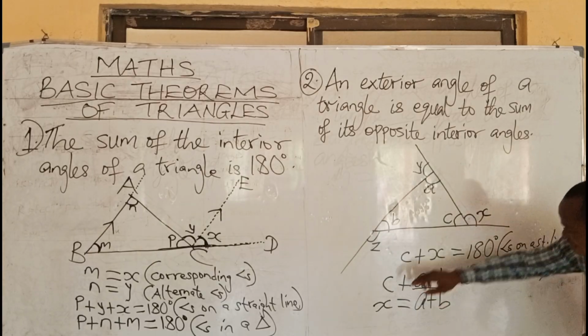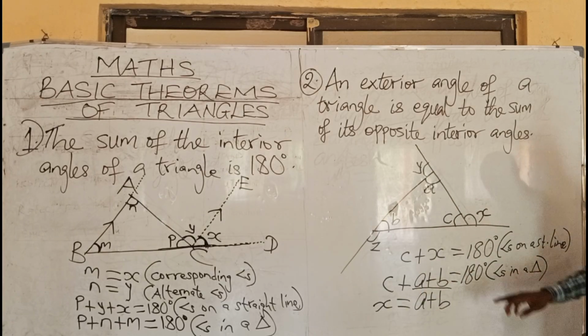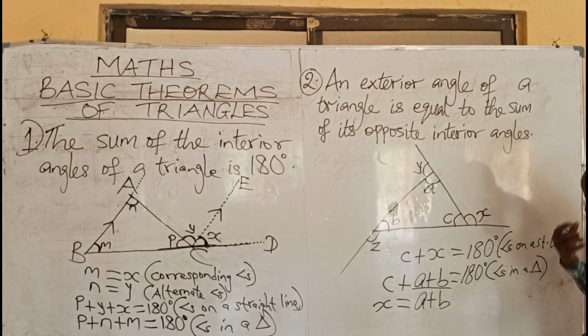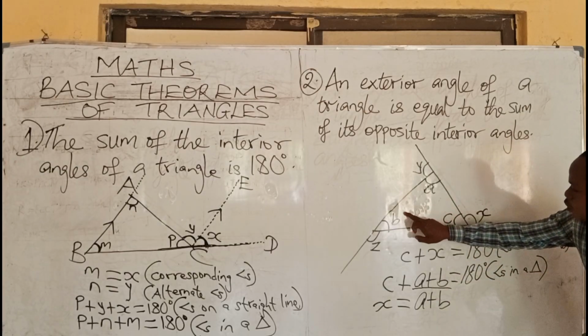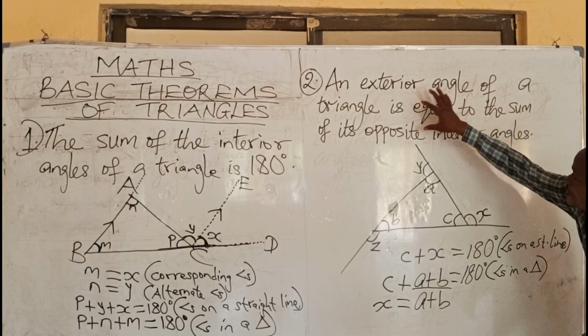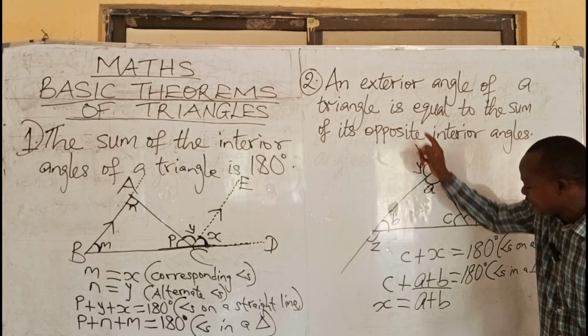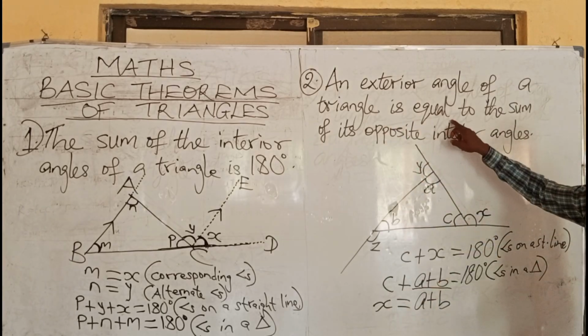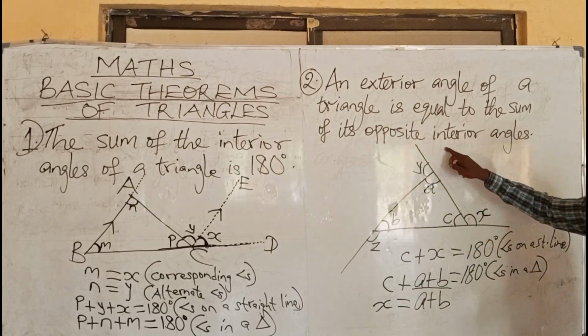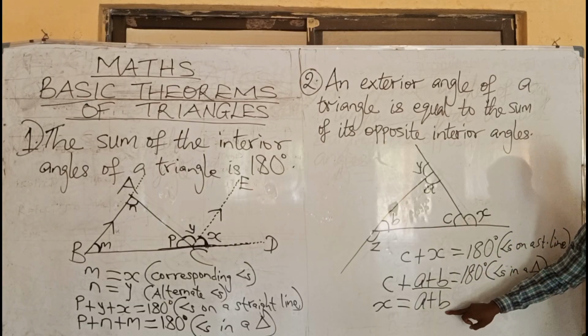This X is an exterior angle of the triangle. This A plus B are interior angles of the triangle. So that confirms the theory that an exterior angle of a triangle, in this case X, is equal to the sum of its opposite interior angles. In this case, these are the opposite interior angles.